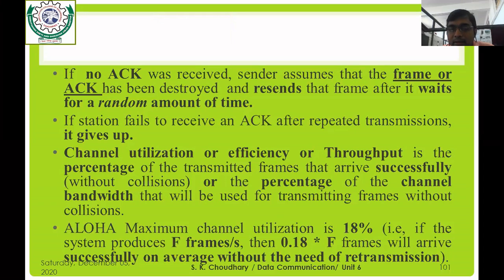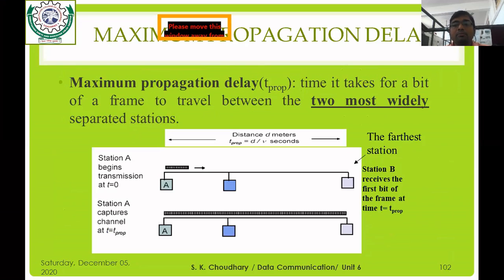It means if the system produces f frames per second, 0.18 times f frames will arrive successfully on average without need of retransmission. Suppose they have sent 100 frames, so out of 100 frames, 18 frames would successfully reach the destination without any need of retransmission. This is the throughput of the pure Aloha technique.